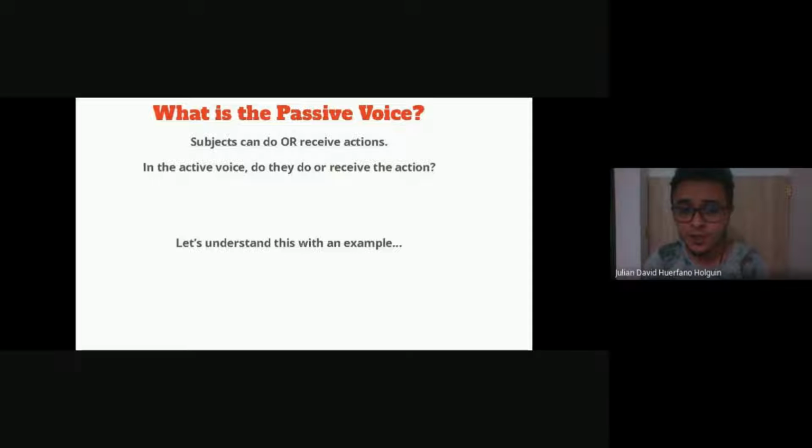To answer this question, I think first we need to remember that there is the passive voice and there is the contrary. What is the contrary? That's right, the active voice. Also, we need to remember that subjects can do or receive actions. So in the active voice, do they do or receive the action? That's right, they do the actions. That means that in the passive voice, they receive the action. So let's see this in an example.